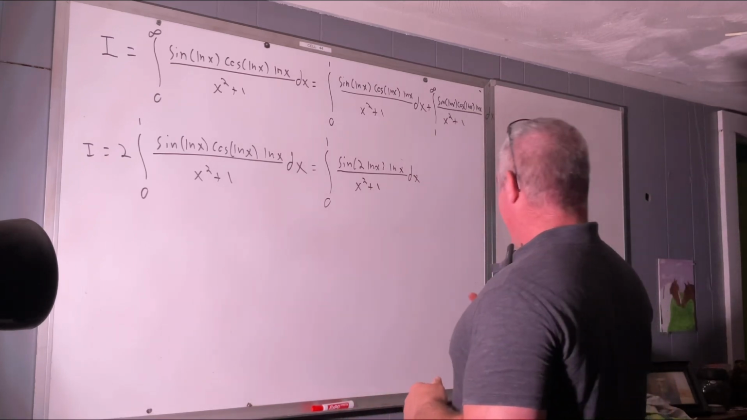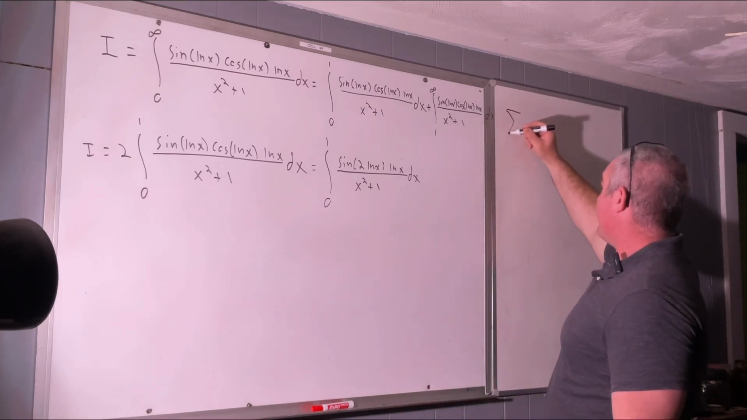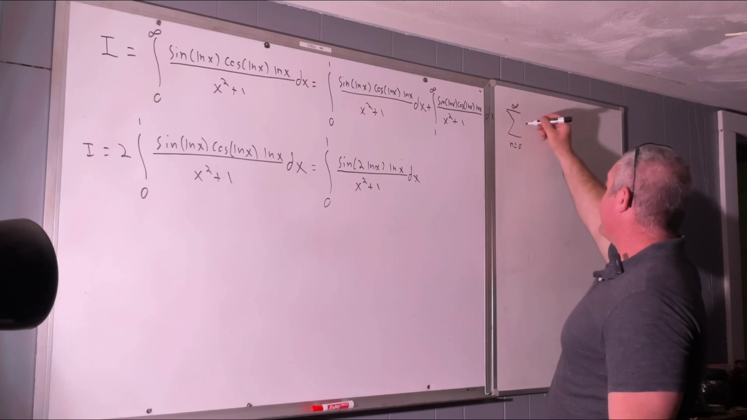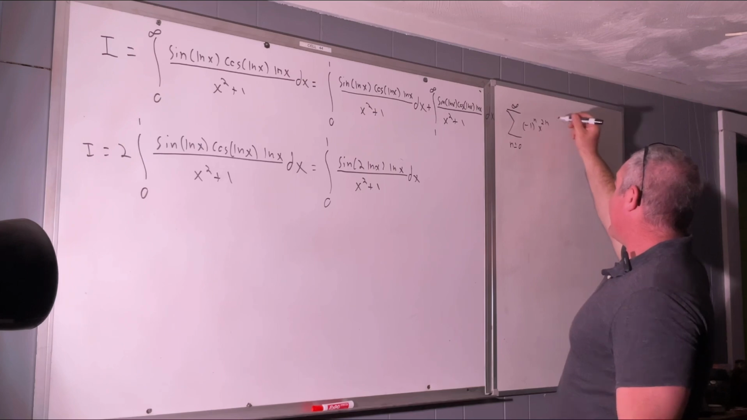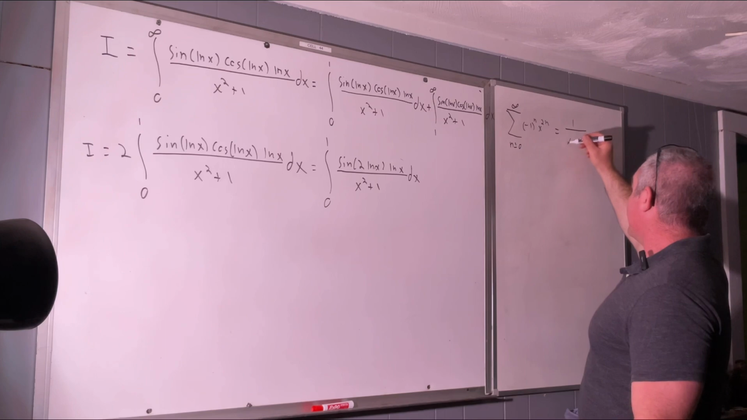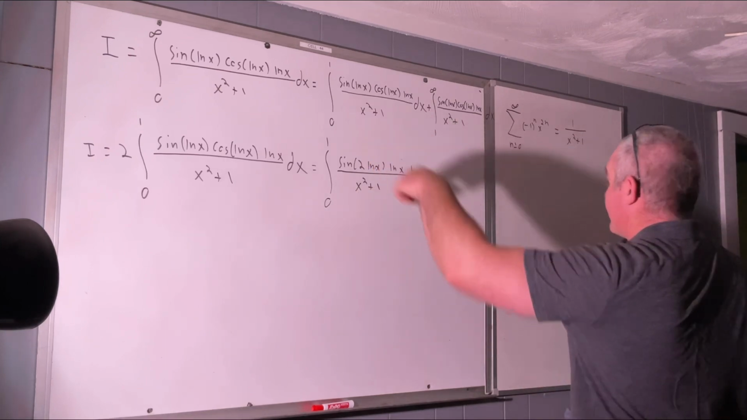All right, now I want to write down this identity right here. The sum as n goes from 0 to infinity of negative 1 to the n times x to the 2n is going to be equal to 1 over x squared plus 1. And that's good on the interval 0 to 1.